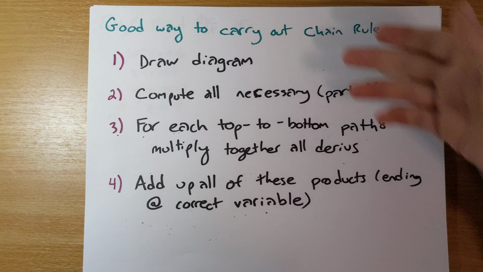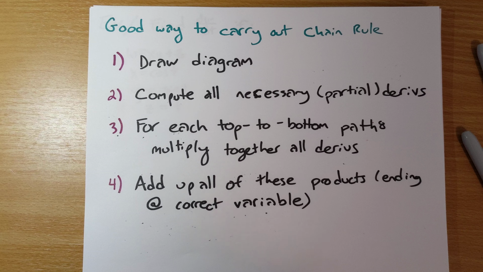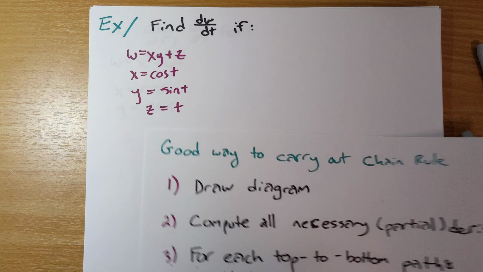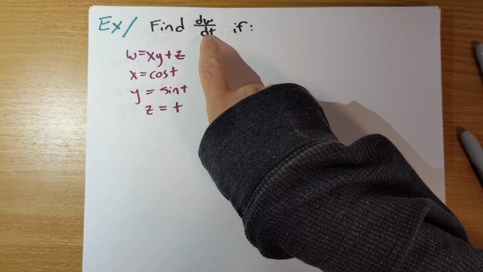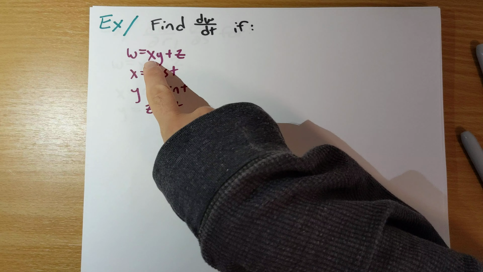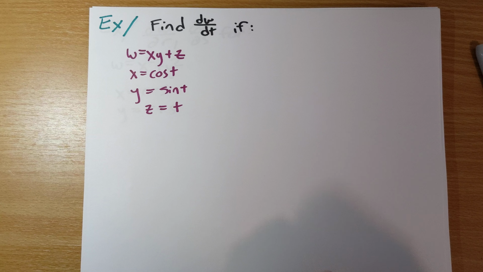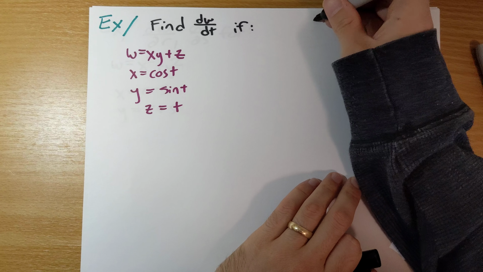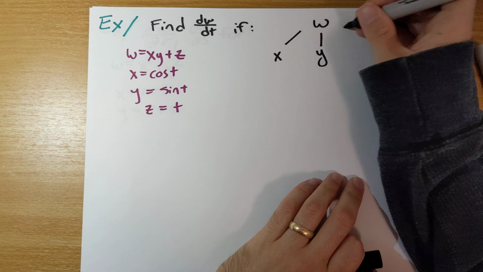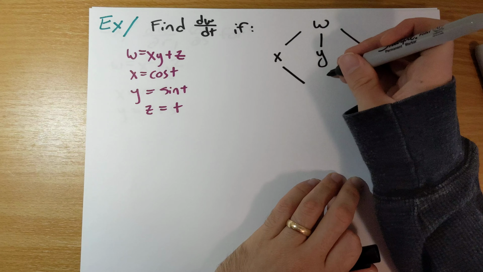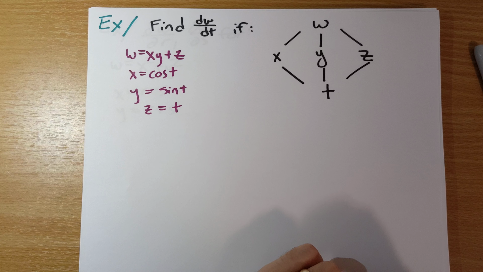The purpose of this video is to carry out the chain rule using this sequence of steps, this algorithm. In this problem, find dw/dt, where w is a function of x, y, and z, and x, y, and z are all functions of t. So the picture is that w depends on x, y, and z, and x, y, and z all depend on t.